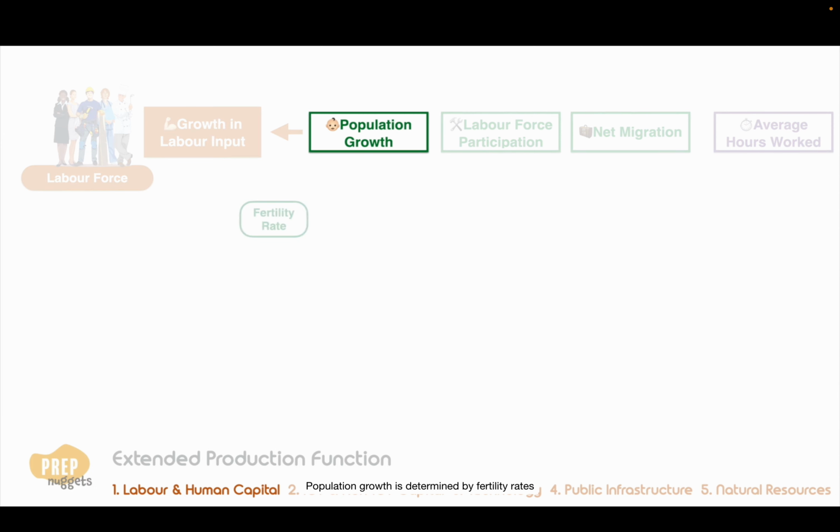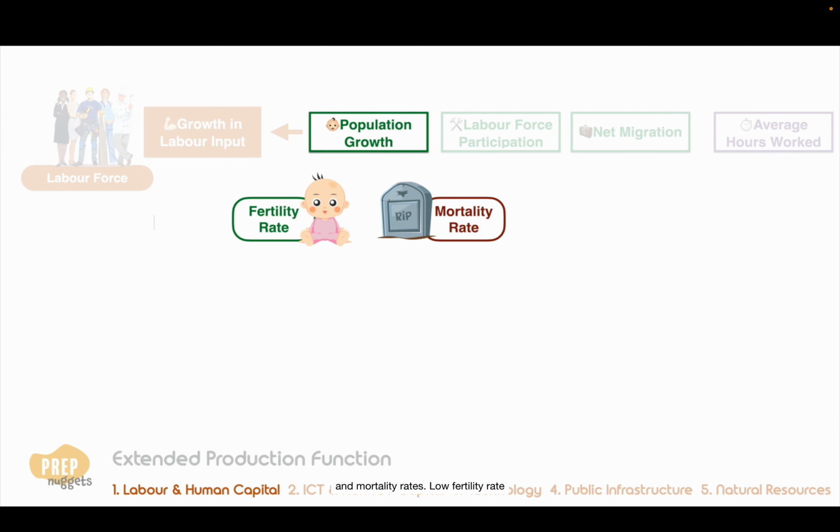Population growth is determined by fertility rates and mortality rates. Low fertility rates are a particular concern in several developed countries like Japan and EU countries. This is why population growth rates are significantly lower in the developed countries than in the developing countries.